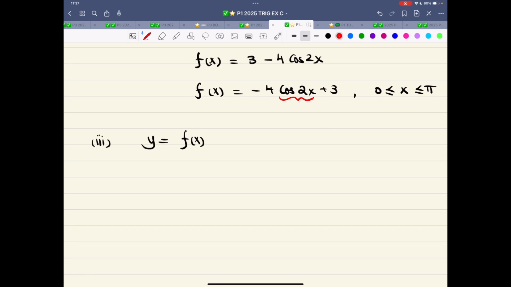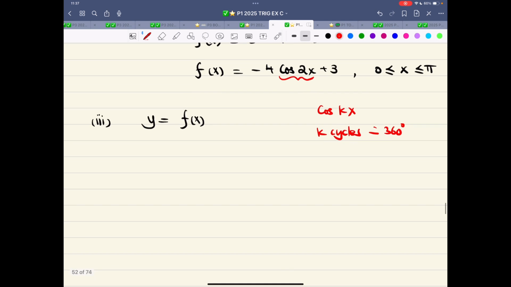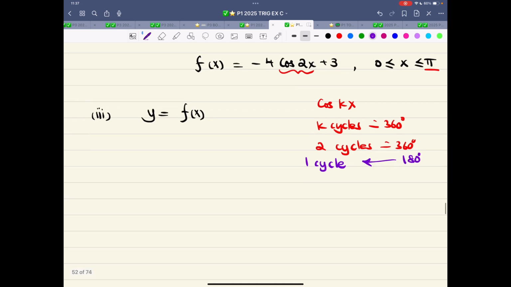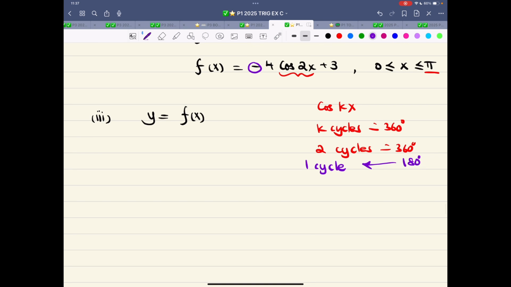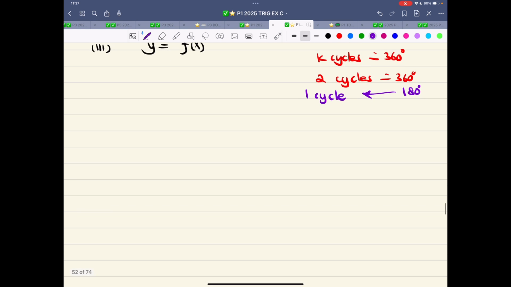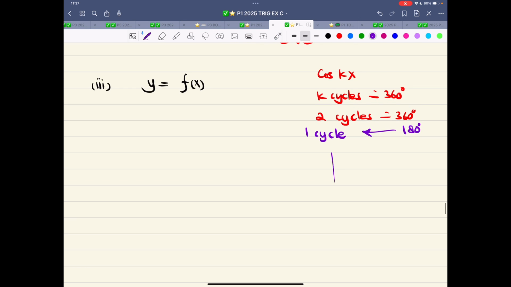Cosine 2x. Cosine kx means k cycles in 360 degrees. So cosine 2x means 2 cycles in 360 degrees. 360 degrees is 2 pi, but in pi radians, in 180 degrees, how many cycles should be there? 1 cycle. So this conceptual math needs to be done first. Then there is a negative sign, then there is a 4. So this is cosine. First of all, if I draw cosine, that would be like this.